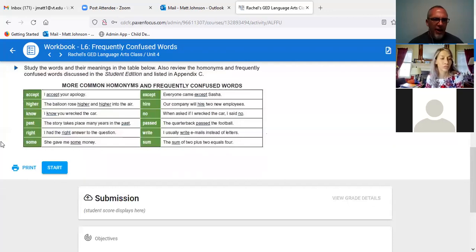Right and right, again, that's one that you hear. There's absolutely no difference in the way those are pronounced. So I had the right answer to the question versus the action of scribing or typing. I usually write emails instead of letters, W-R-I-T-E. And then some and some. She gave me some money versus the mathematical SUM, the sum of 2 + 2 = 4.